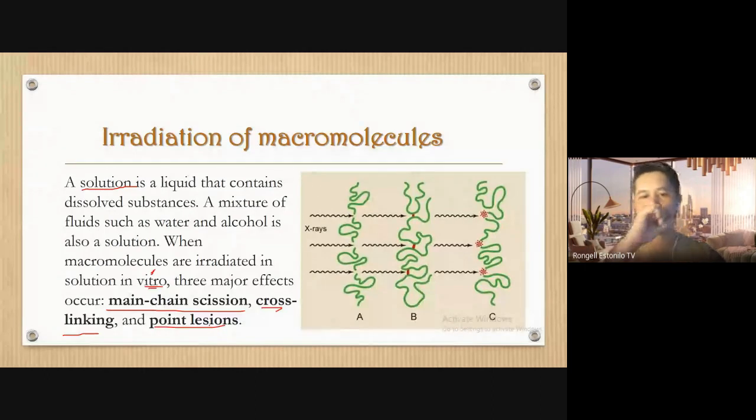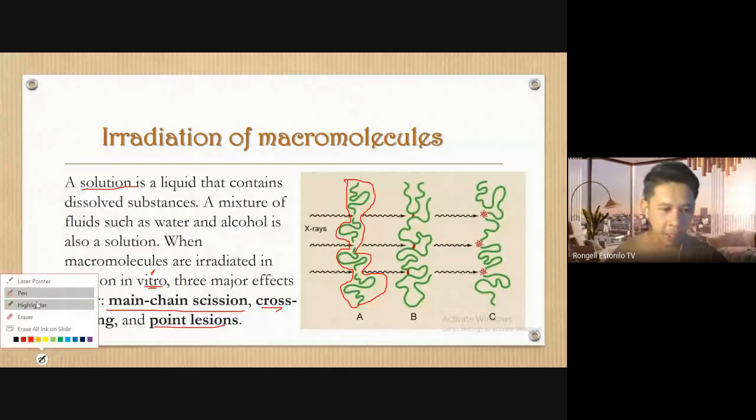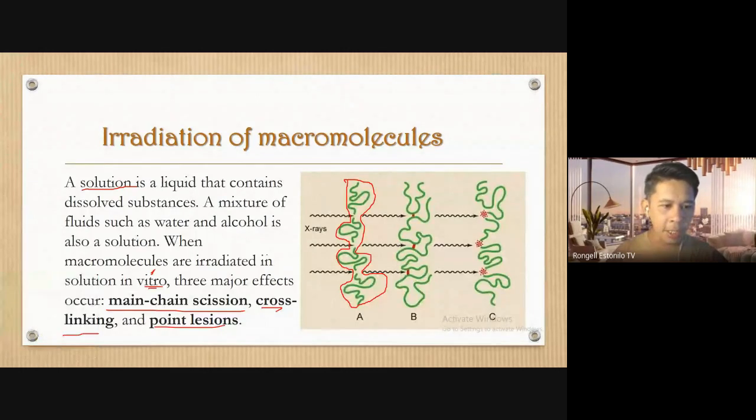As illustrated here, I hope you can see it on your screen. For example, let's take this a long chain macromolecule. Let's consider this one as protein. Alam naman natin that there are 22 amino acids. Tama ba yun? There are 22 amino acids in protein synthesis. Halimbawang may X-ray, gawin natin color blue. Ito, radiation. Mag-interact siya doon sa isang long chain macromolecule. What happens is, as observed in vitro solution, pwedeng magkaroon ng main chain scission.